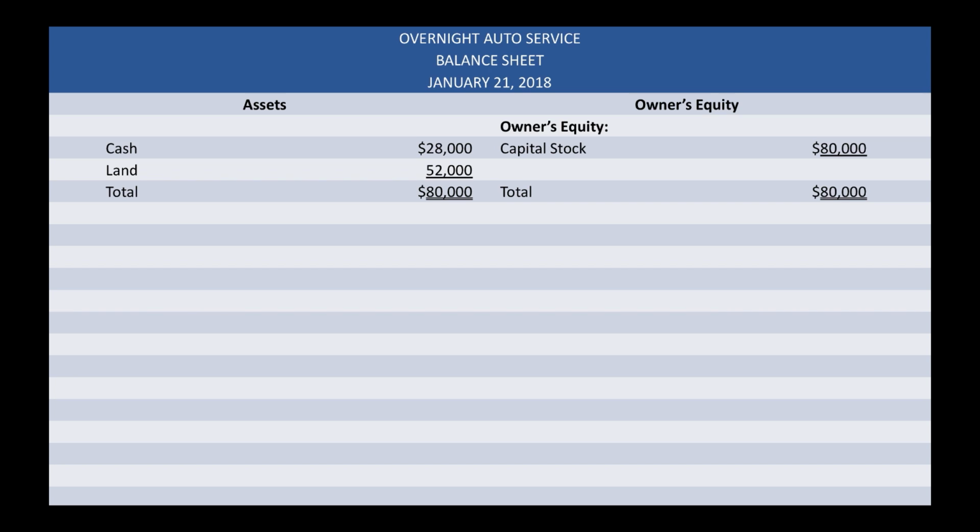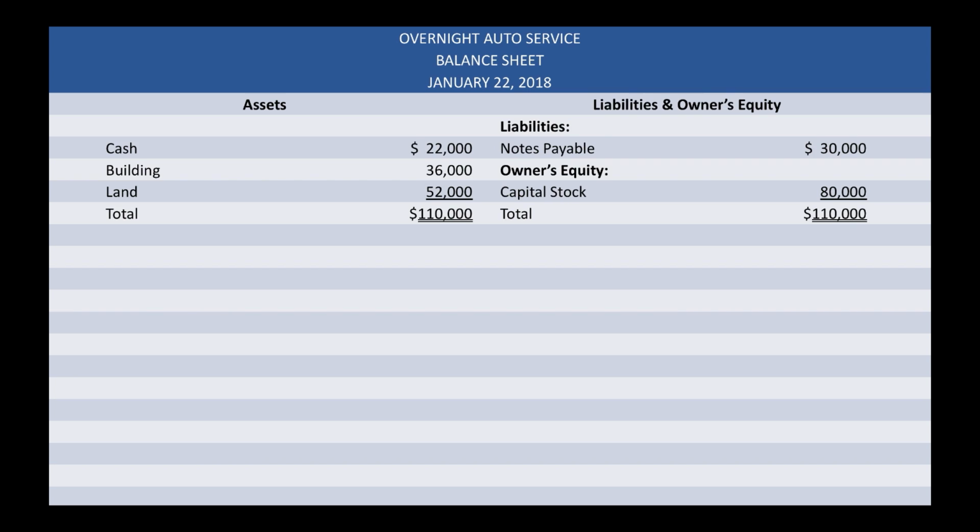The cash account has been reduced by the $52,000 spent, and the land account has been increased by the same amount. One asset, cash, was merely traded for another, the land. Owner's equity is not changed by the transaction, and the basic accounting equation is still in balance.